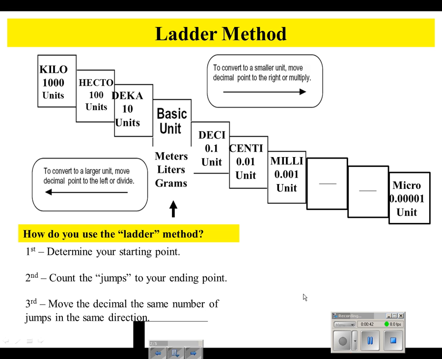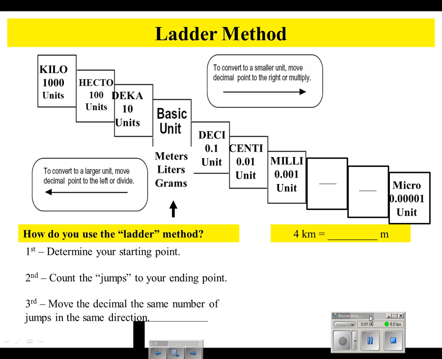If we use the ladder method, you're going to determine your starting point. So if we start at the basic unit, say we have 10 meters and we want to know how many hectometers that is, then we would jump to the next point. You move the decimal point the same number of jumps in the same direction.